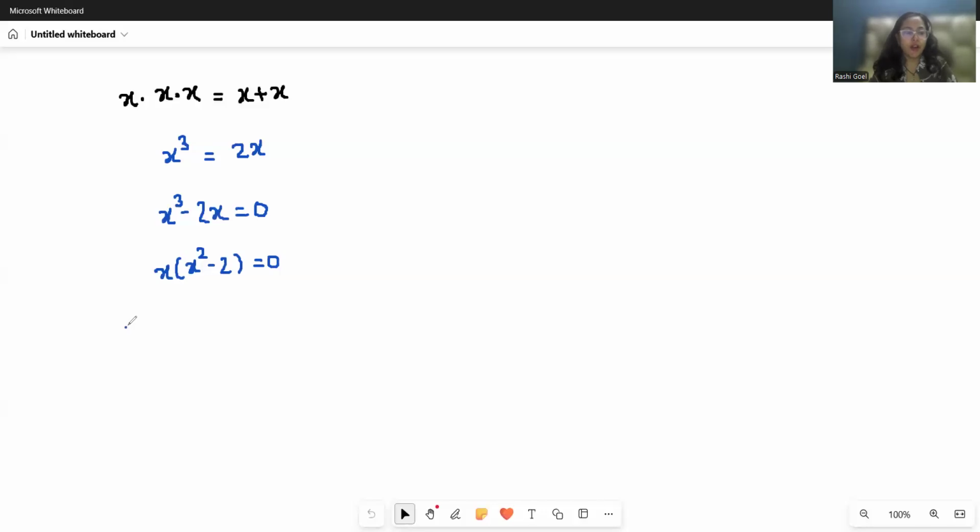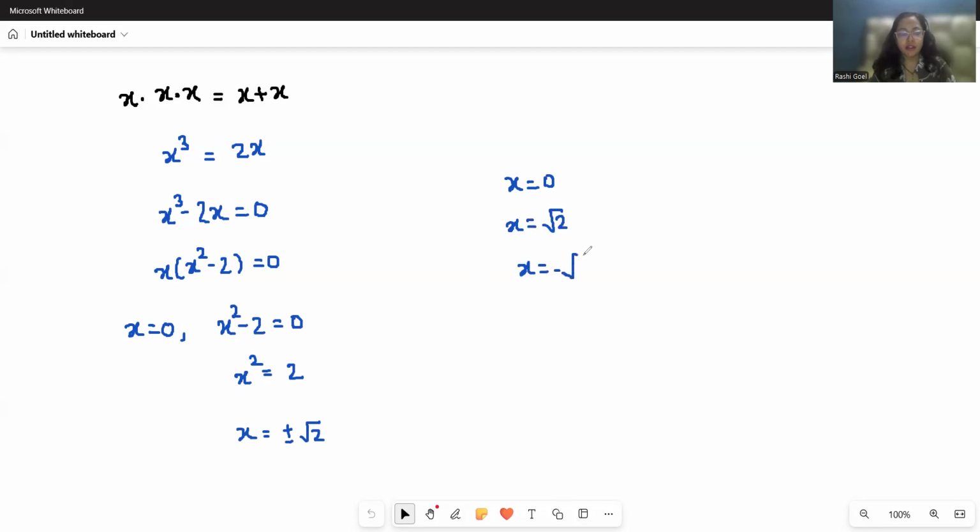So now we have two factors. First, x equals 0. Now x squared minus 2 equals 0. So x squared equals 2. x equals plus or minus root 2. So there are three possible answers: x equals 0, x equals root 2, and x equals minus root 2.